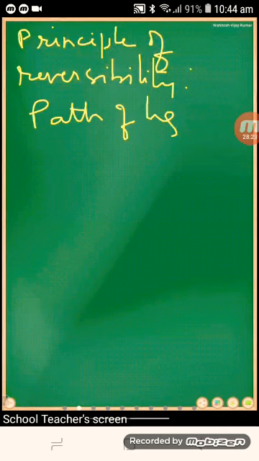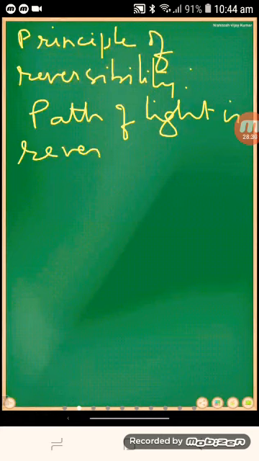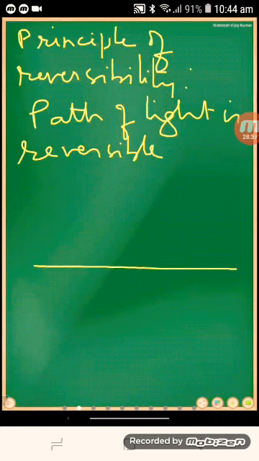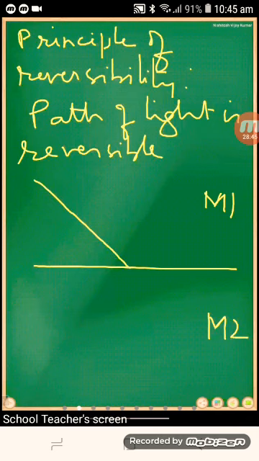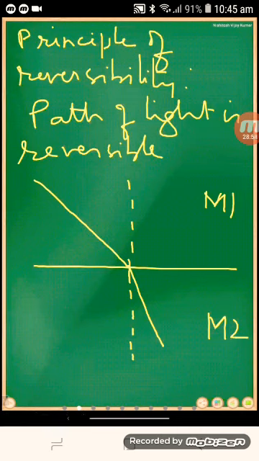The path of light is reversible. Now, what does that mean? Say, for example, I have a medium 1 and a medium 2, and I allow the light to travel from medium 1 to medium 2. Okay, the normal should always be a dotted line, and arrows should always be marked.